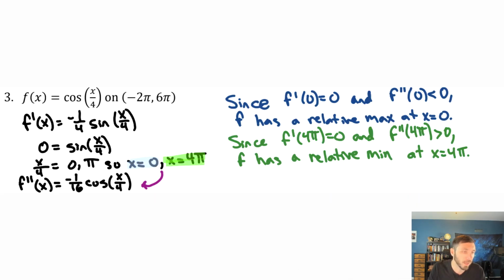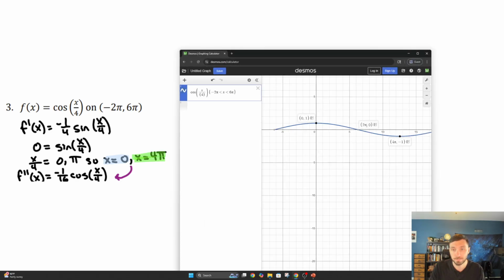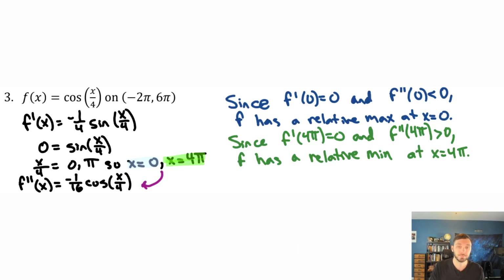And then if you plug in 4 pi, the 4's cancel. Cosine of pi is -1. So negative times a negative is a positive. It's concave up at that point. Concave up, and that would be your minimum.